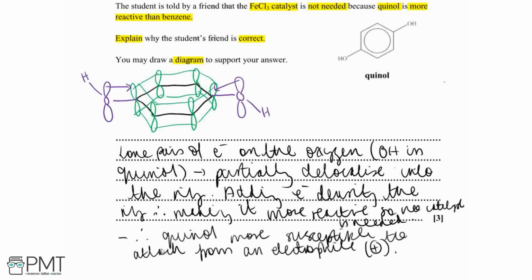And for this question, there's 1 mark for mentioning the lone pair of electrons on the oxygen, which we've also shown here in our diagram. There's 1 mark for mentioning that these are partially delocalized into the ring. Again, we've shown this in our diagram above. And the final mark is for mentioning that this makes the quinol more susceptible to attack from an electrophile overall.